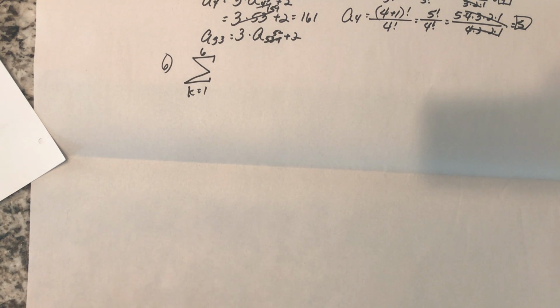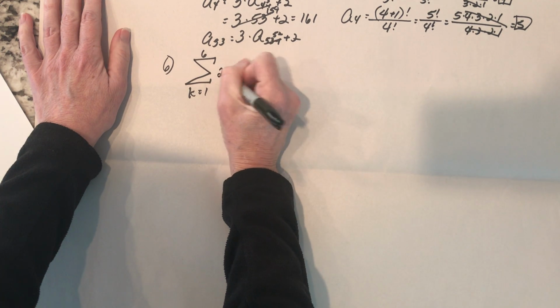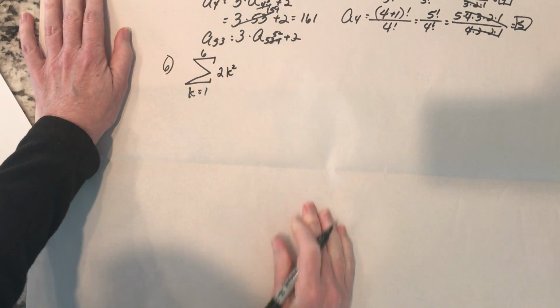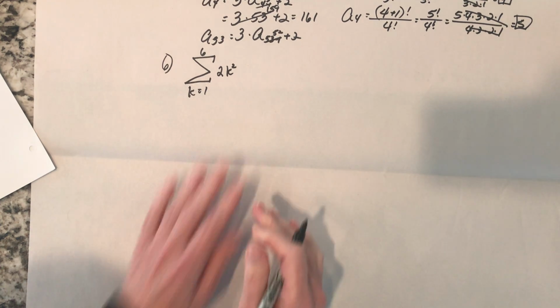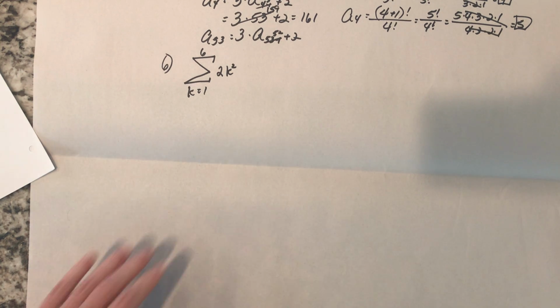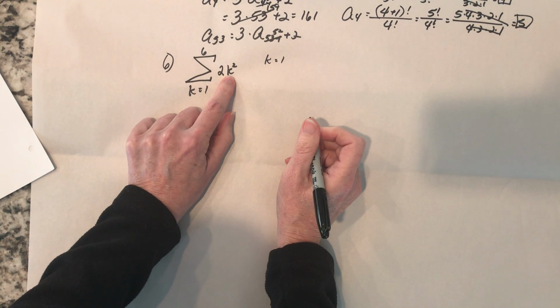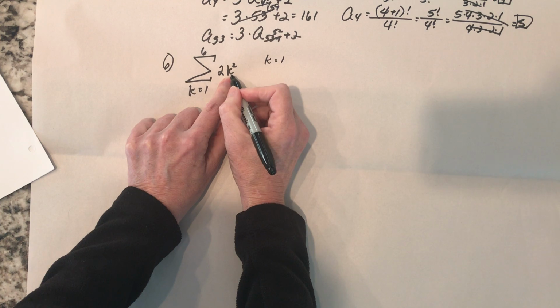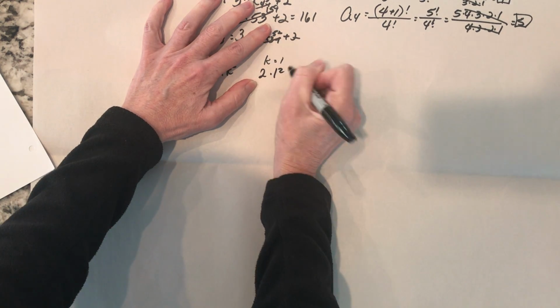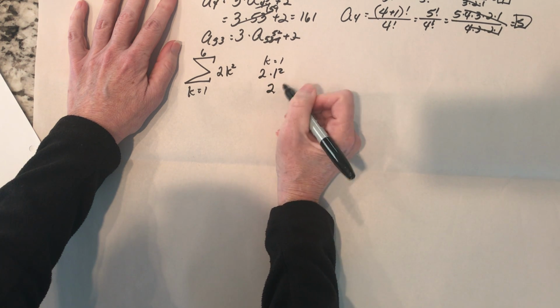So we're going to add the first one, the second one, the third one, the fourth one, the fifth one, and the sixth one. And then what we're going to do each time is multiply 2 times that number squared. So our first term, when k equals 1, we're going to plug a 1 in here. So 2 times 1 squared is what that is. Do the exponent first. 1 squared is a 1. So 2 times 1 gives you 2.